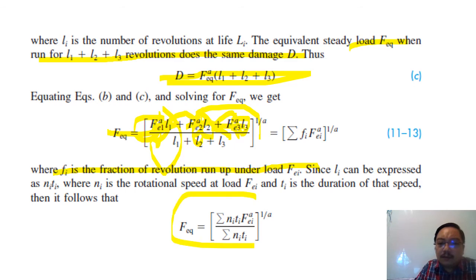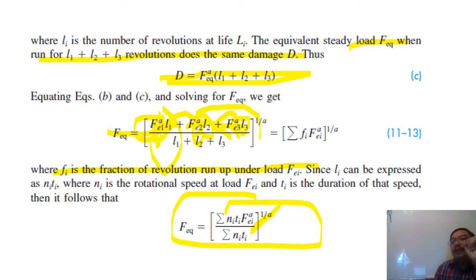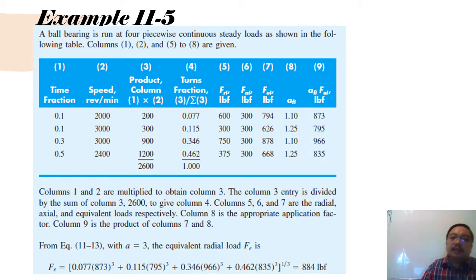And then you total up, you get this equation, and 1 per A, remember, A equals 3 for ball bearing, A equals 10 over 3 for cylindrical and taper bearing. Okay, this is the equation. The example.